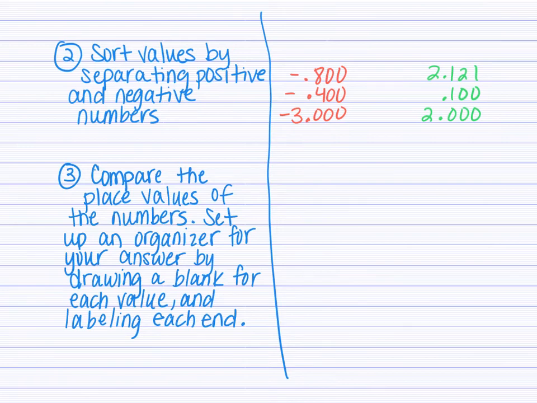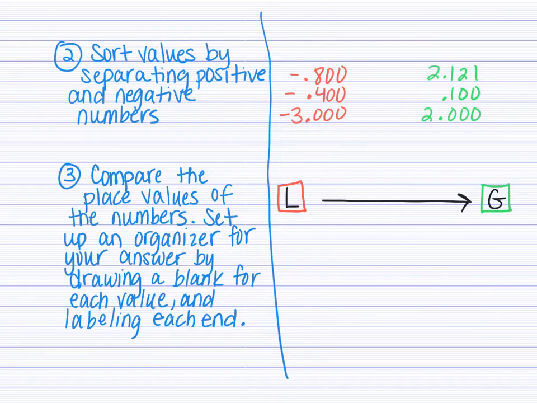So what we're going to do next is compare the place values of the numbers, and we're going to set up an organizer for our answers by drawing a blank for each value and labeling each end. So remember that we're ordering in ascending order. So ascending means I need to start with my least numbers, which are my negatives, and I need to go to my greatest numbers, which would be on the positive side. So I'm starting with the negatives and going to the positives.